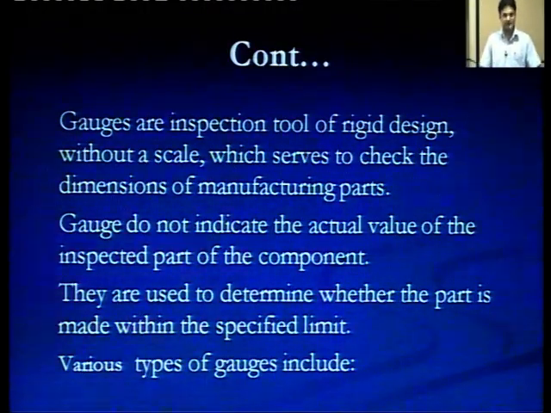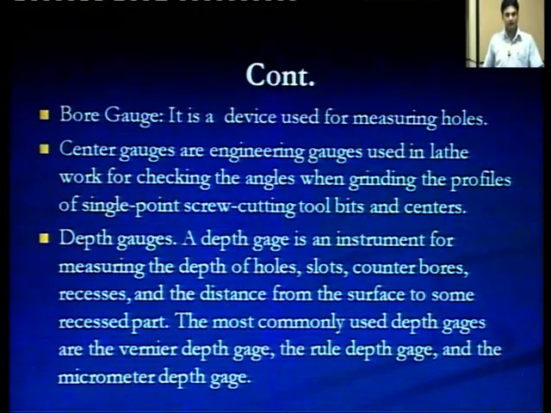Now, various types of gauges include the bore gauge. It is a device which is used for measuring holes. We measure holes with the help of the bore gauge. How much is the bore? We can check the depth of the bore. Center gauges are again gauges which are used in lathe work for checking the angles of the cutting tools and for centering purposes.